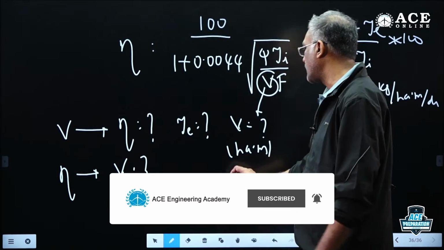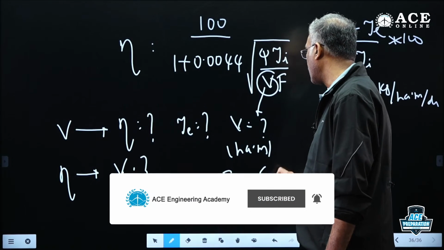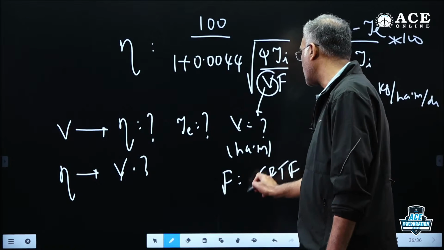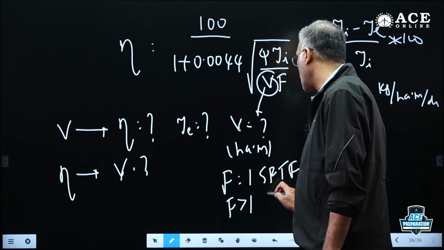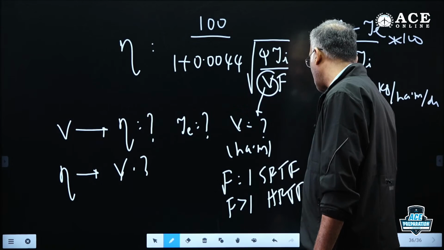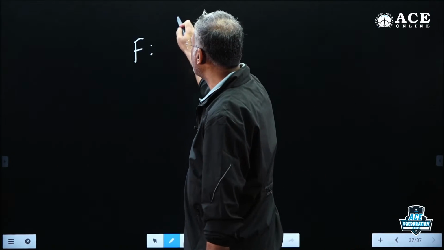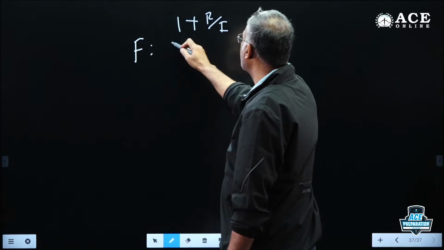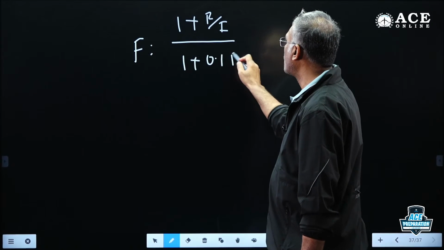And F is the recirculation factor. For a standard rate trickling filter, the recirculation factor is equal to 1. F is greater than 1 for a high rate trickling filter. You have to work out that F value also. To work out the F value, again one more equation is there: F is equal to (1 plus R by I) by (1 plus 0.1 R by I).